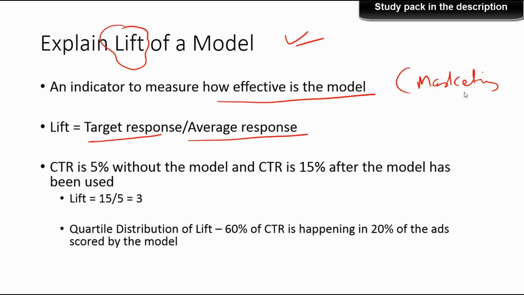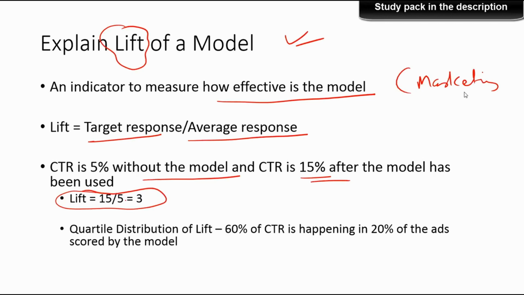So for instance, let's say the model has been built for the click-through rate of ads. The CTR is 5% without the model, and the CTR is 15% after the model has been in use. Then the lift would be just 15 by 5, which is 3. Although it's simple to calculate, normally in production or real use, we do it for different quantiles and use that as a measure for a marketing strategy or risk strategy. So how do we do that? Let's say, for instance, we calculate this lift using the same formula for, let's say, 10 quantiles.